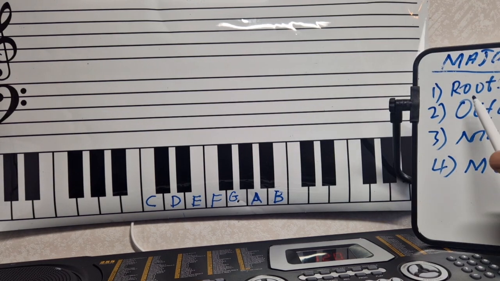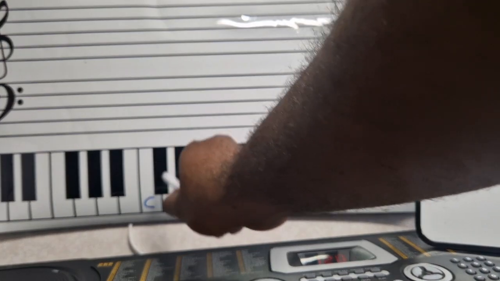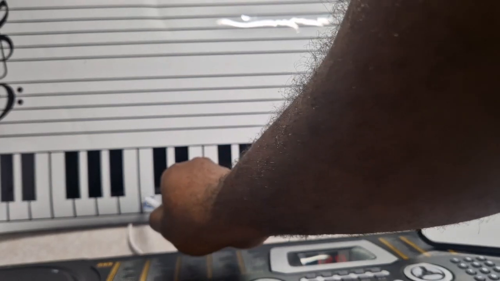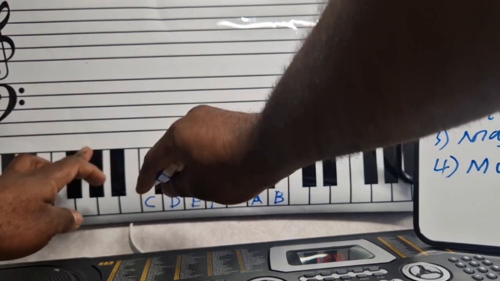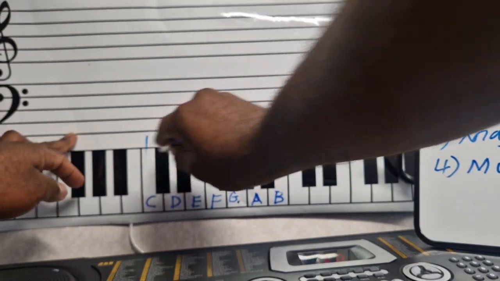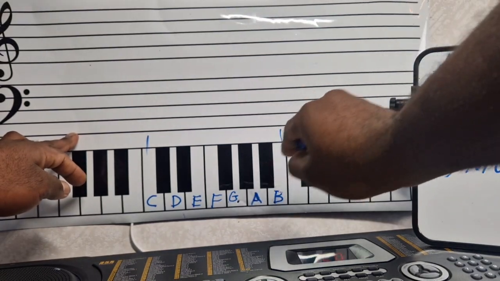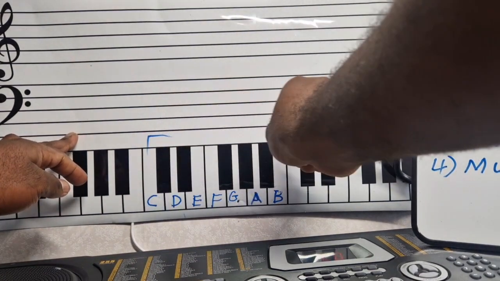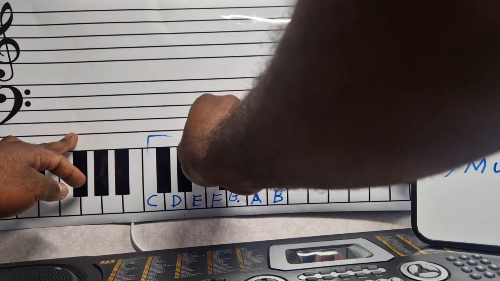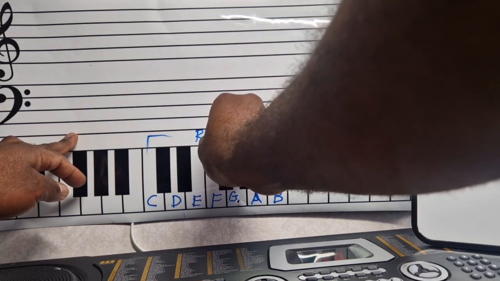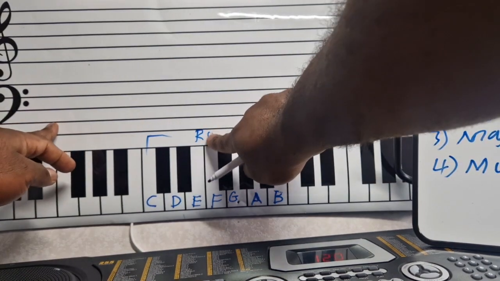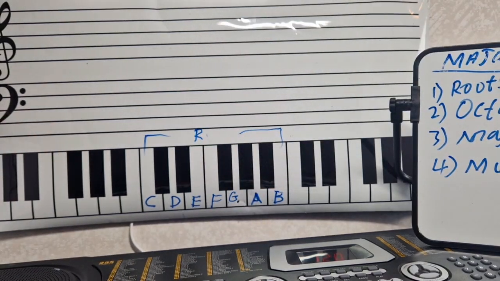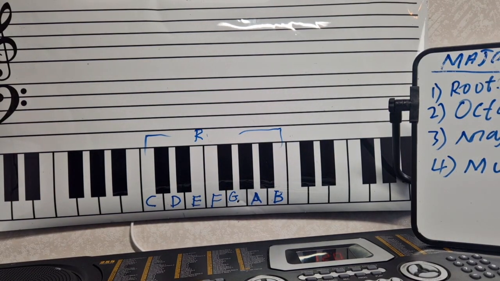So when we talk about root notes, this is the note we are referring to, from here to here, and it repeats again and again. So these are the root notes. Okay, now how about octave?